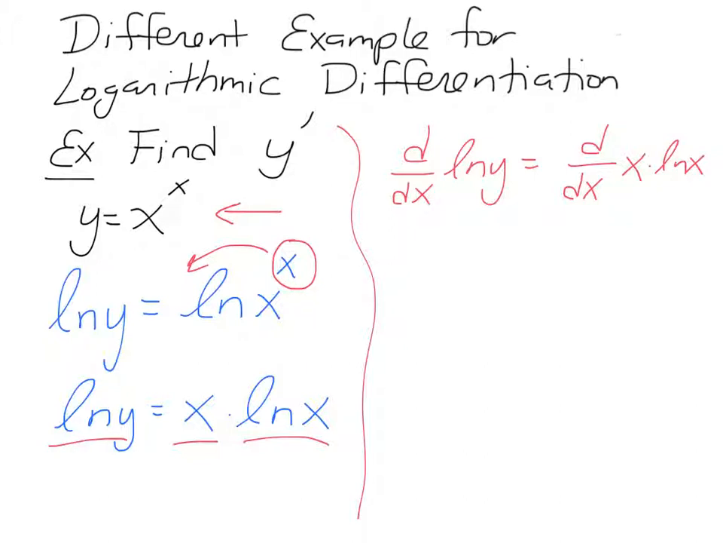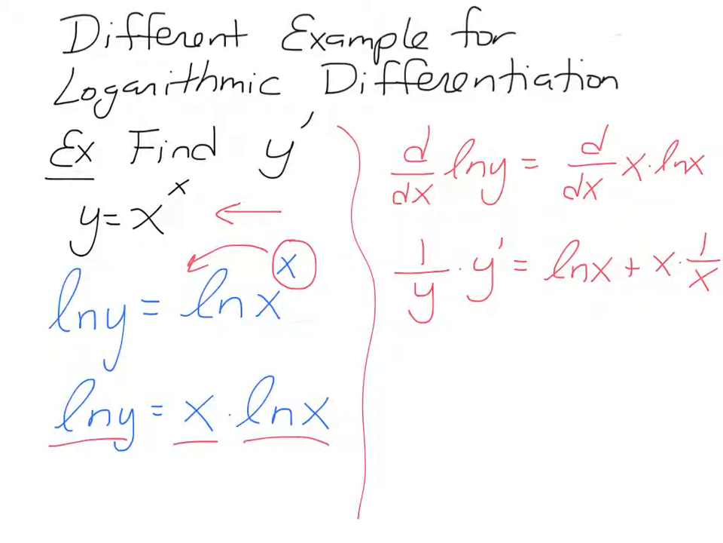On the left-hand side, I'm taking the derivative of natural log of y with respect to x, so I need the chain rule. It's going to be 1 over y times y prime. On the right-hand side, everything is made up of x's, so I don't need to use the chain rule, but I do definitely need to use the product rule. So the derivative of x is 1, leave the natural log the same, plus leave the x the same. The derivative of natural log of x is 1 over x. Well, our calculus is done.